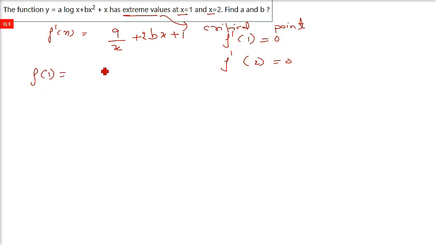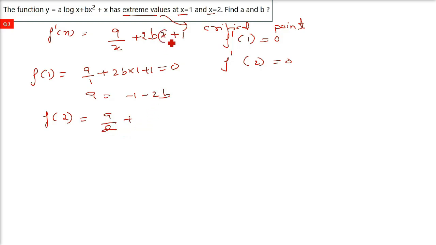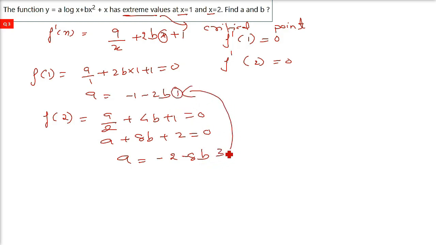So now just take x as 1. This is a by 1 plus 2b into 1 plus 1 equals 0. From here we get the expression a plus 2b plus 1, so I'm taking negative 2b and negative 1 to the right. Now I'm placing 2 in the differentiated first derivative. Once I replace x by 2, we get a by 2 plus 2b into 2 plus 1, and we again get an equation here, a is equal to negative 8b minus 2. These two equations will give you a and b because we have two variables and two equations. We don't need any other equation here.